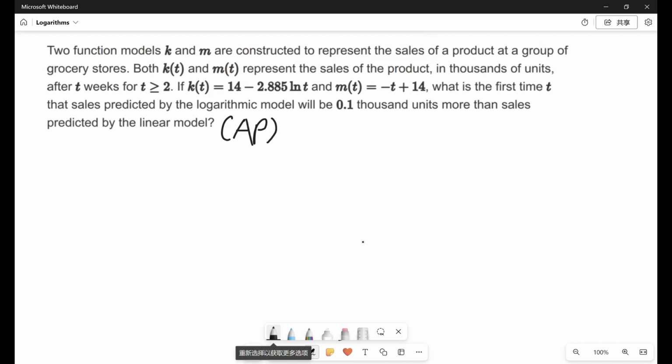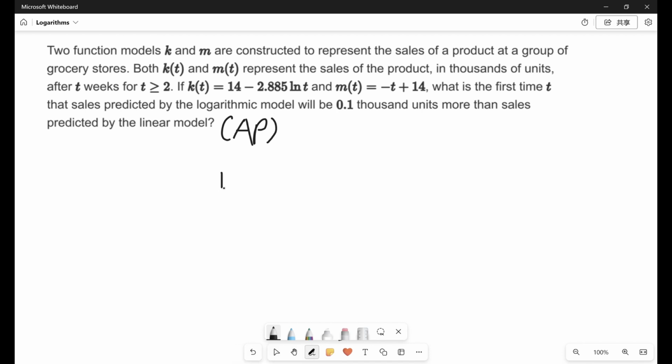Moving on to the second problem. Two function models k and m are constructed to represent the sales of a product at a group of grocery stores. Both k of t and m of t represent the sales of the product in thousands of units after t weeks, for t greater than or equal to 2. If k of t equals 14 minus 2.885 times the natural log of t, and m of t equals negative t plus 14, what is the first time t that the sales predicted by the logarithmic model will be 0.1 thousand units more than sales predicted by the linear model?